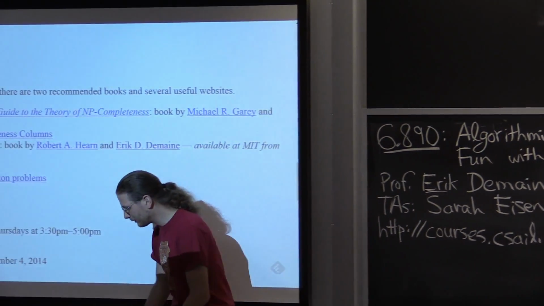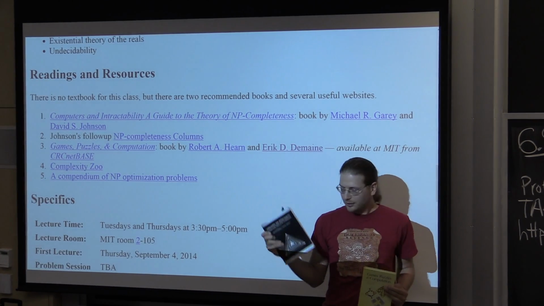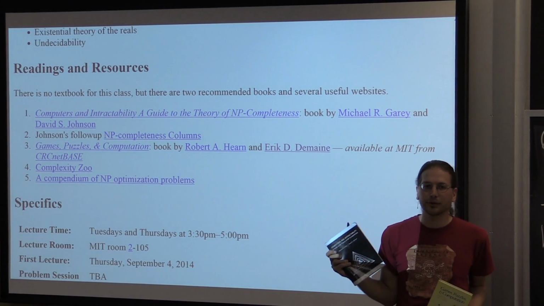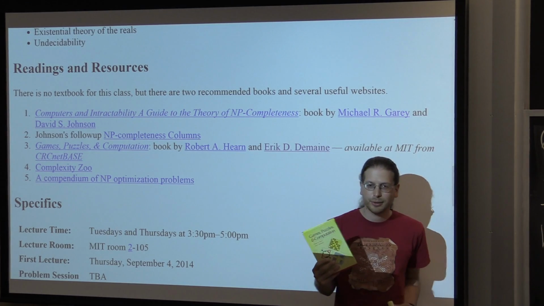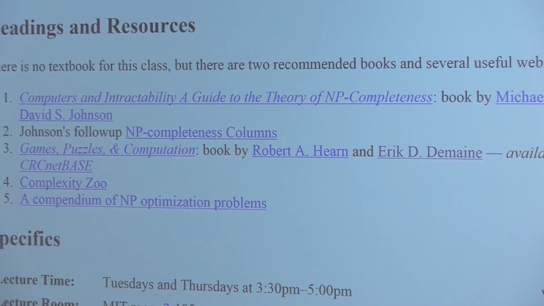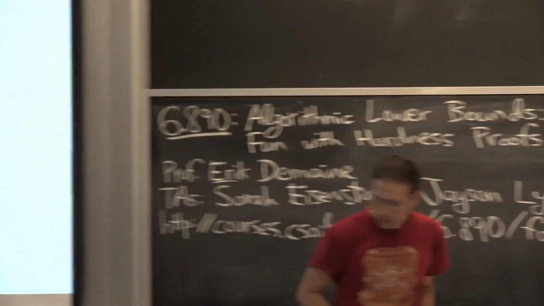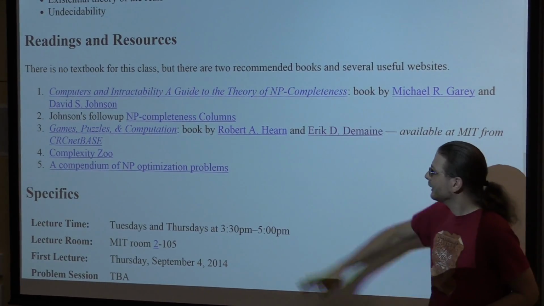There's no real textbook for the class, but there are 2 recommended reading books. They are Garey and Johnson, Computers and Intractability is the title. Most people call it Garey and Johnson. This is an old book from pretty much early on in the world of NP completeness, but it's still a really good book. So that's good to check out. And then there's my book with Bob Hearn. This is Bob Hearn's PhD thesis at MIT, Games, Puzzles, and Computation. This is available electronically for free online to all MIT people. So if you look it up in MIT libraries, it's actually linked right here, CRC NetBase. You can get an electronic copy. If you want to buy one, talk to me, or order it. There's a couple other links on the website. There was some follow-up to the Garey and Johnson book by Johnson, and some other cool websites.